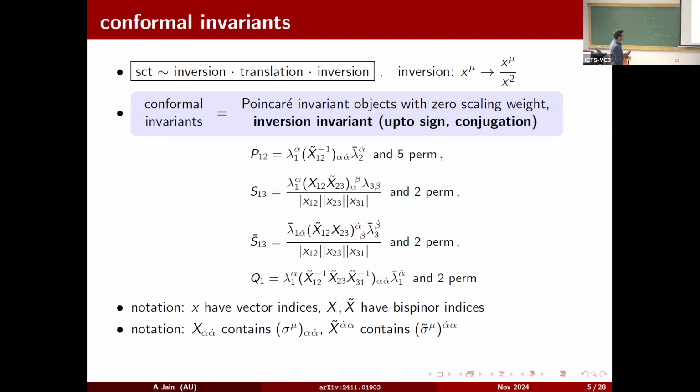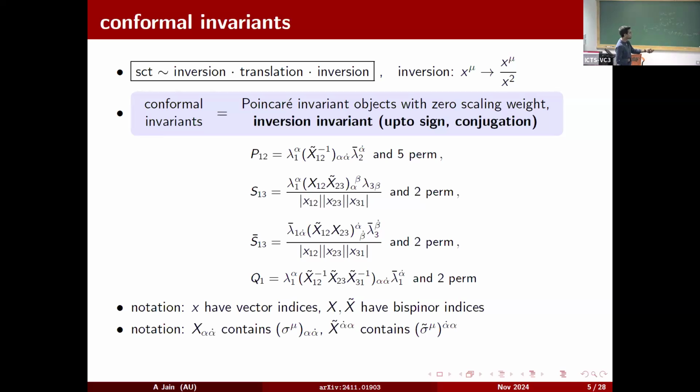And under inversion, these have a special property. Under inversion, x goes to x inverse. So I'll just write it down: under inversion, p12 goes to minus p21. Clearly, this object is not invariant under inversion, but that's not a problem because we can have inversion invariance up to a conjugation. In the special conformal transformation, I have two copies of inversion. So I invert this, it is translation invariant so it does not change, and then I invert it again, and it goes back to p12. So this is in full glory.